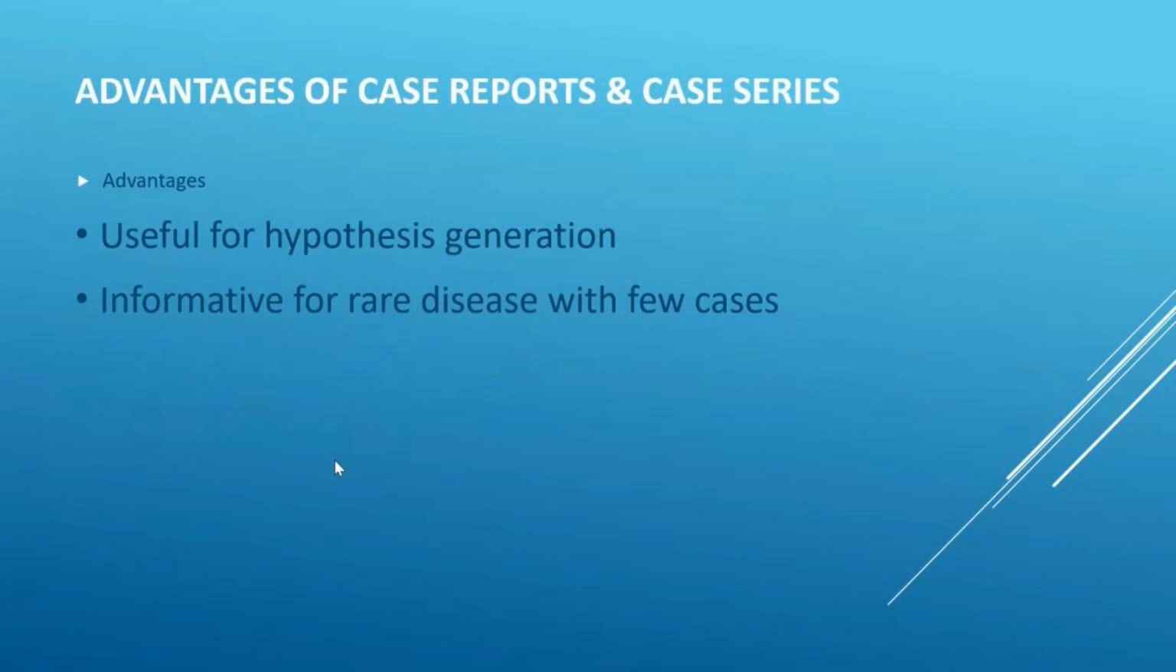So what are the advantages of case reports and case series? These are useful for hypothesis generation, and they are informative for rare diseases with few cases. So few cases, like when they were controlling the smallpox. So after that, if the cases were reported, then discussion was taken around them that why these people are developing, because this smallpox has been eradicated from the world in 1973. That is the reason.